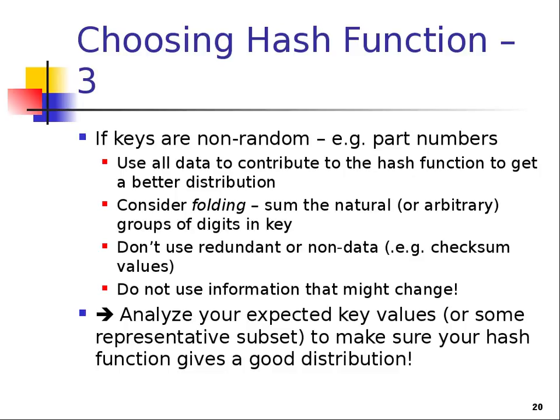All right, keys are non-random parts of numbers. Use all the data. The idea is that with your hash function, you want to make it a little more complicated than just modulus because you want to randomize where everything is located. So you want to use as much of the data to contribute to the hash function to get a better distribution. A common thing is called folding: the sum of the natural arbitrary groups of digits.